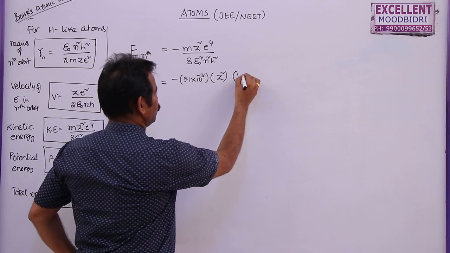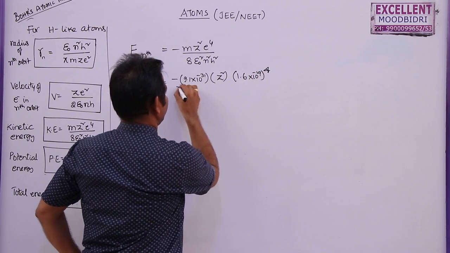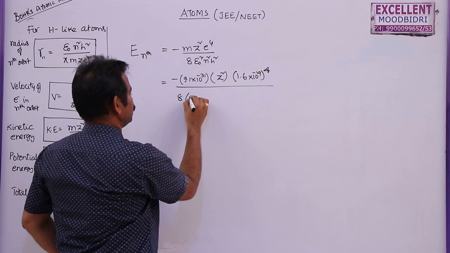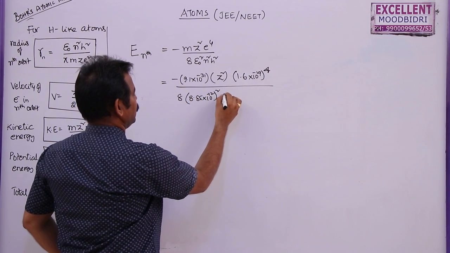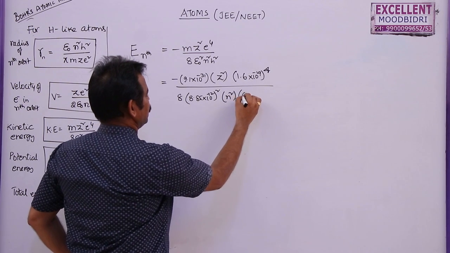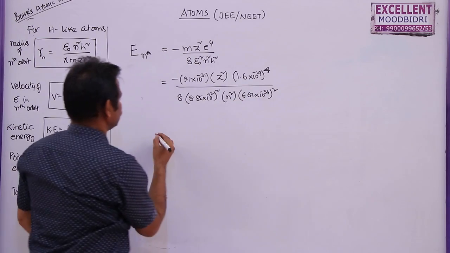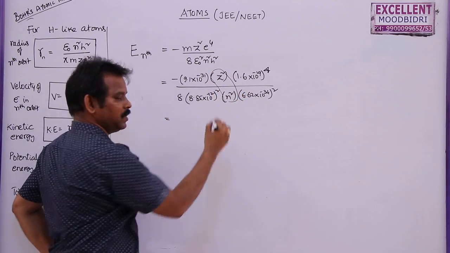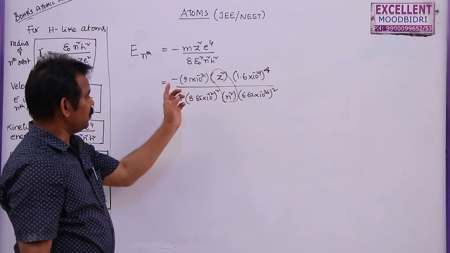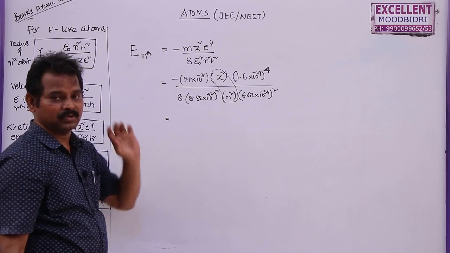E is equal to 1.6 into 10 power minus 19 whole power 4 by 8 into 8.85 into 10 power minus 12 whole square. This is n square, h constant 6.62 into 10 power minus 34 whole square. Now here only this z square and n square vary from atom to atom, but for any atom this m, e, epsilon naught and h remain constant.